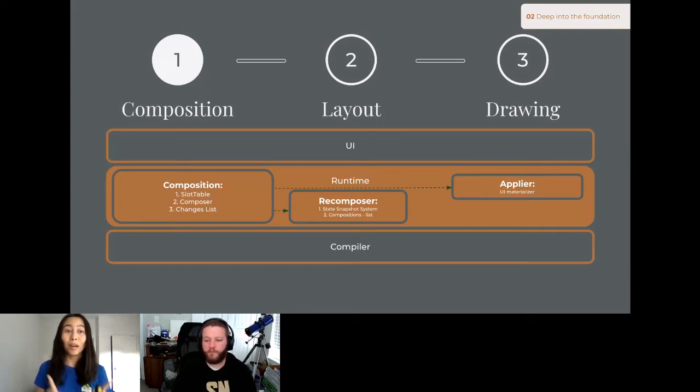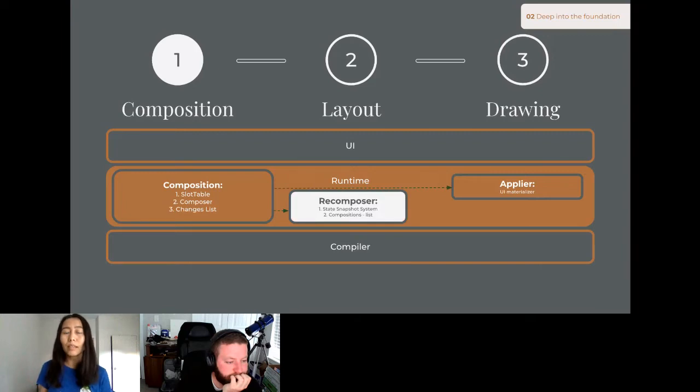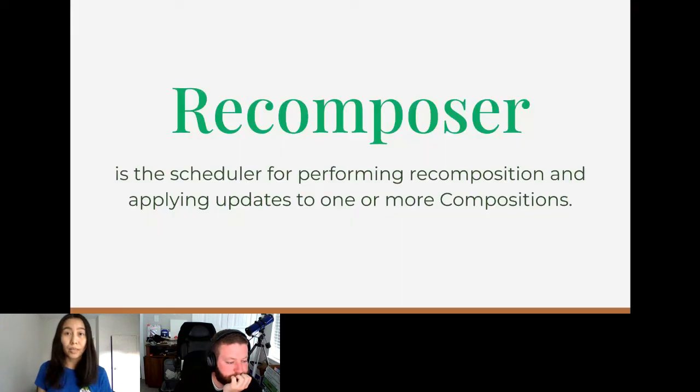First one being composition class. Note, it is different from the composition phase. Composition class contains slot table, composer, change list, and so on. And the constructor of composition class expects recomposer class and the applier class. Recomposer contains the state snapshot system and list of composition classes. Applier is an interface that is responsible for materializing UI and seeing the final result on the screen. So let's take a look at the recomposer and learn what its job is in the composition phase.